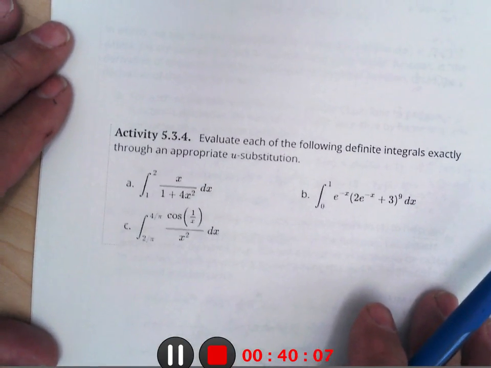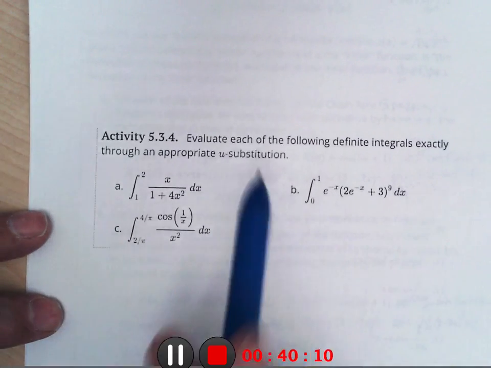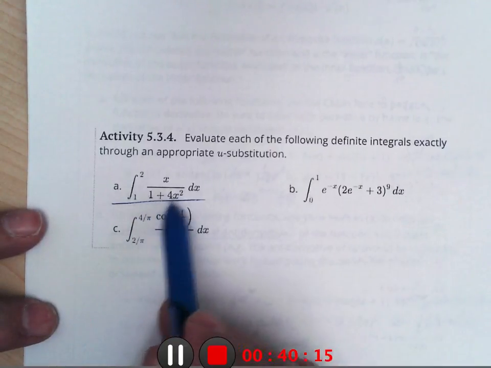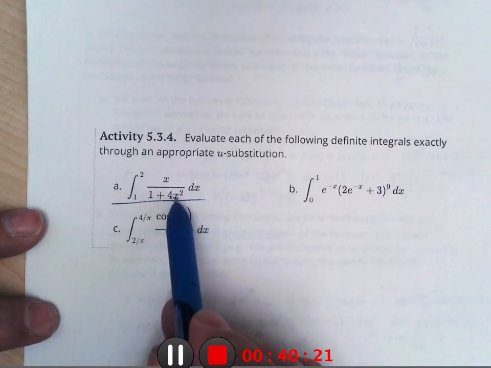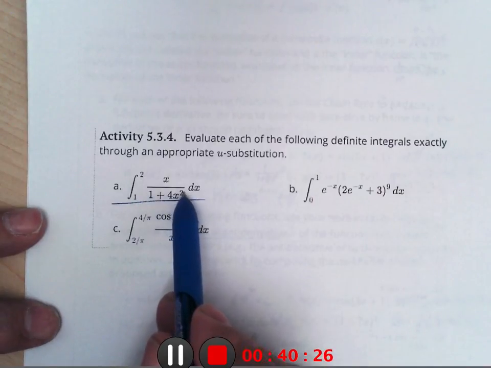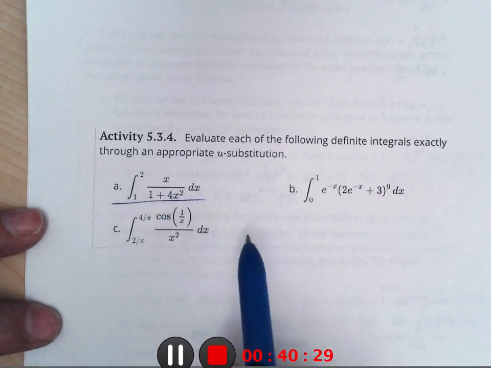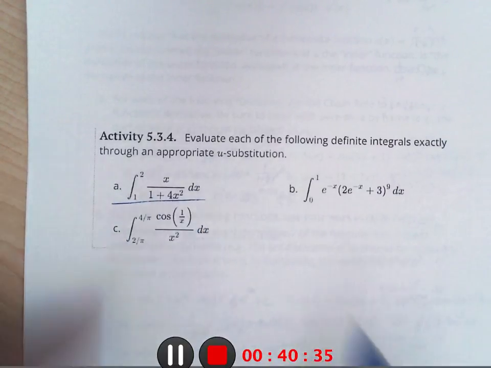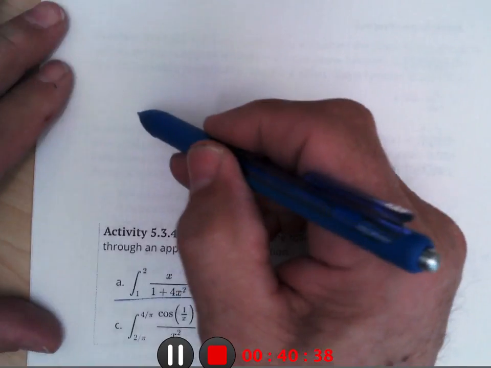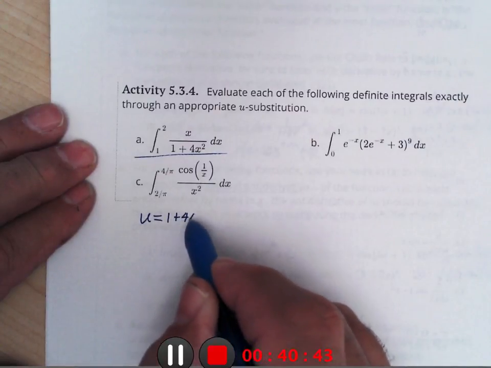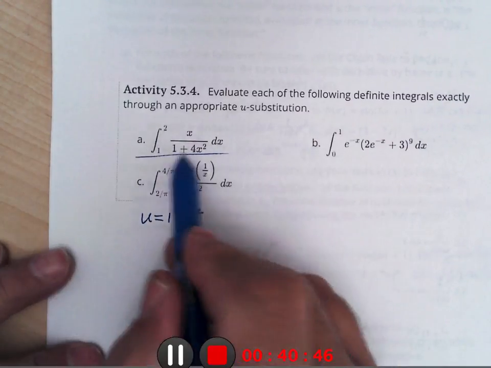Now, here's one where you might be tempted to say, okay, this looks like 1 plus x squared if u was 2x. But if we let u be the whole thing, the derivative is going to produce an 8x. That will show up in a denominator, which will cancel the x. So I'm going to let u be 1 plus 4x squared, even though this looks like it might be an arctangent, it isn't.